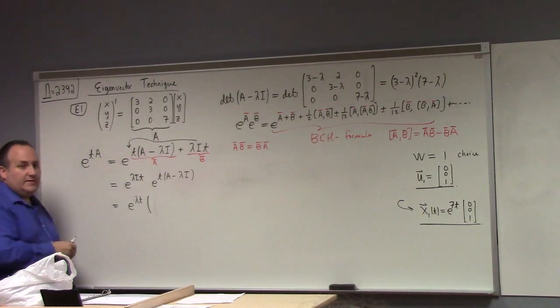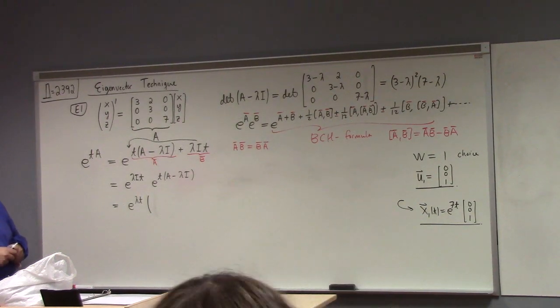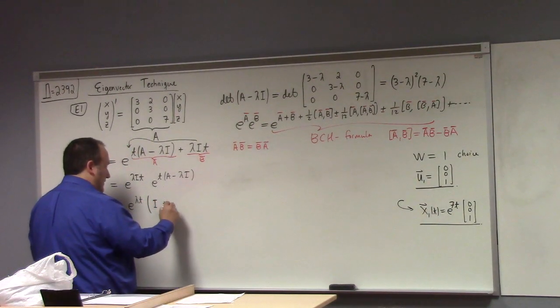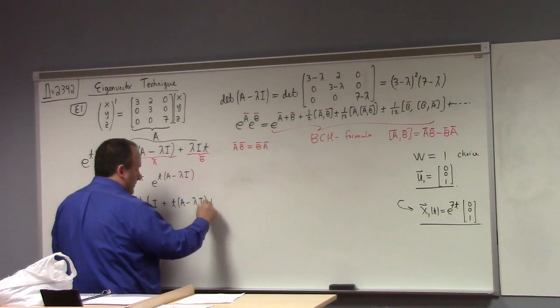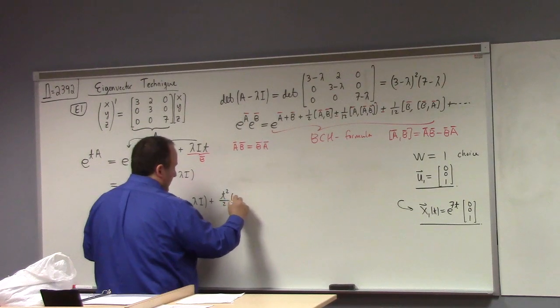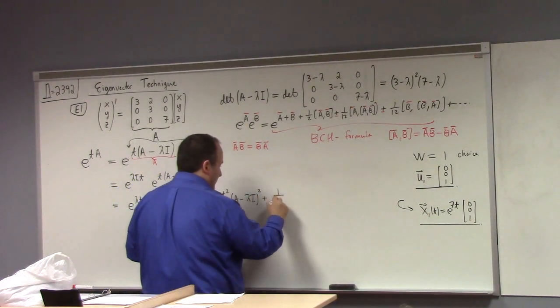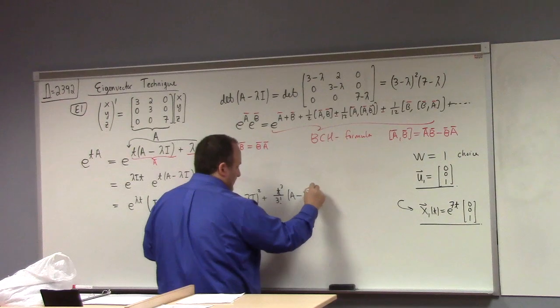This is again a matrix exponential, so I can write it as a series of matrices. You start out with the identity matrix, and then you've got t times A minus lambda I, plus t squared over 2, A minus lambda I squared, plus 1 over 3 factorial, there's a t cubed here, A minus lambda I cubed, and so the story goes.